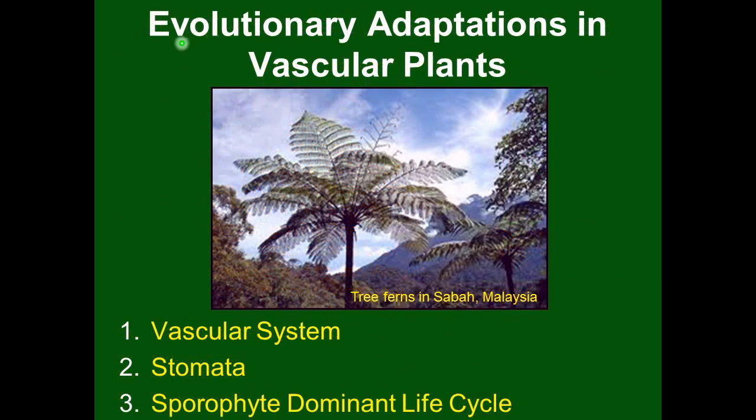The evolutionary adaptation in vascular plants, obviously, is number 1, a solid vascular system. Take a look at this tree fern in Malaysia. Tree ferns can get quite tall. It was the development and evolution of the vascular plant that allowed for plants to really rise toward the sun and make a multi-level canopy.